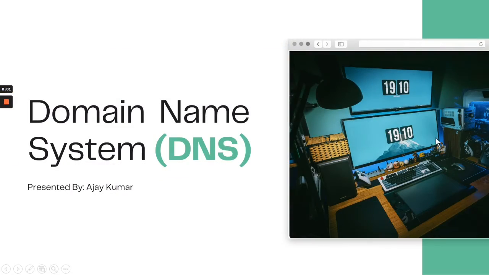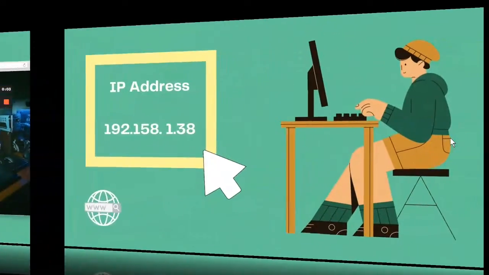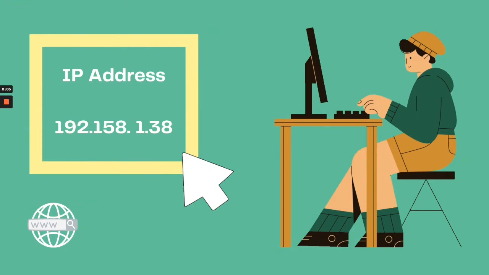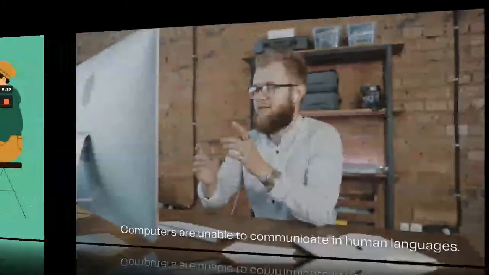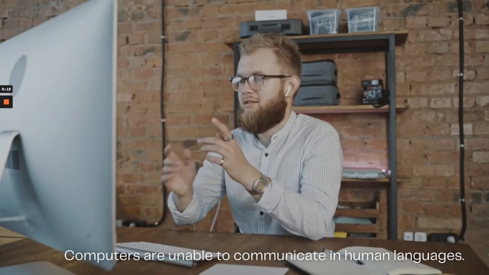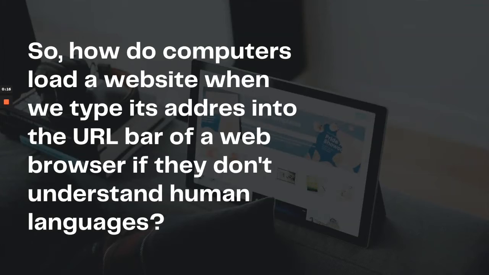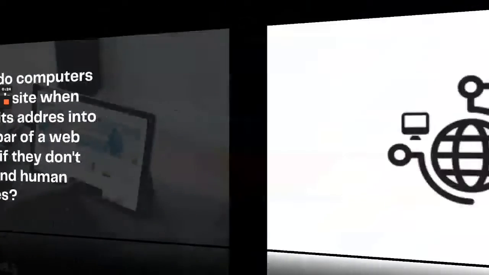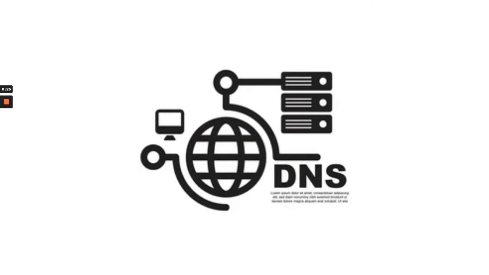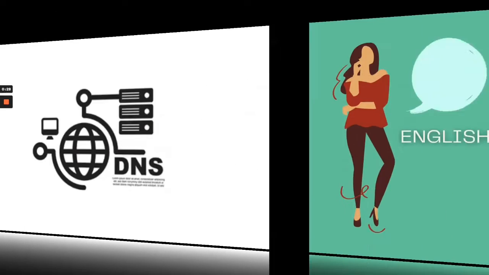DNS, also known as Domain Name System. Computers on the Internet are identified by unique numbers called IP addresses. Computers are unable to communicate in human languages. So how do computers load a website when we type its address into the URL bar of a web browser if they don't understand human languages? This is where DNS comes into play.